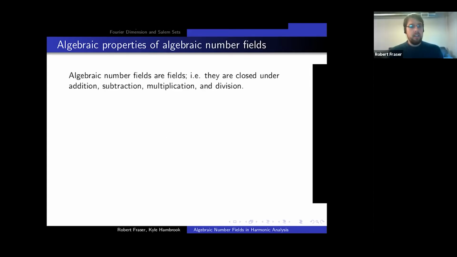So I'm going to go into the algebraic properties of these algebraic number fields first, and then I'm going to discuss a bit why they showed up in the solution to this problem. So algebraic number fields are fields. So they're closed under addition, subtraction, multiplication, and division.